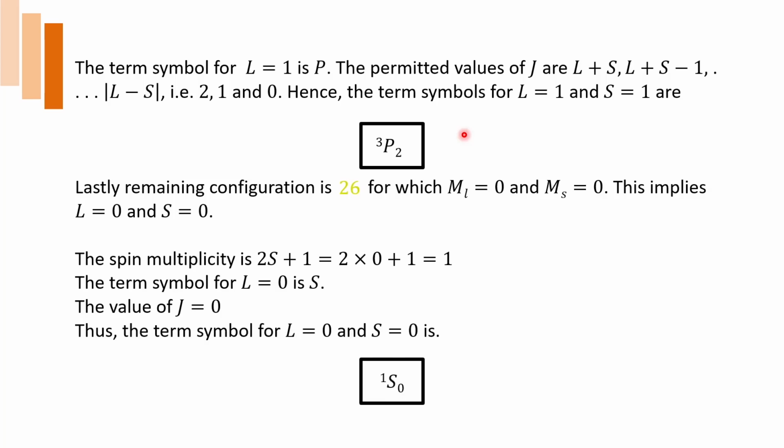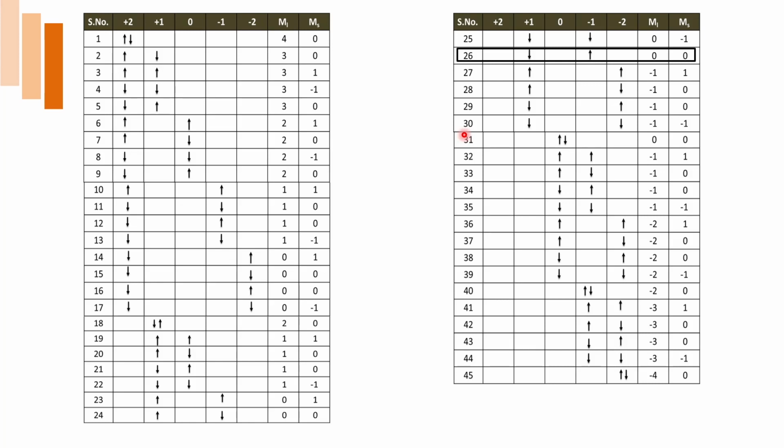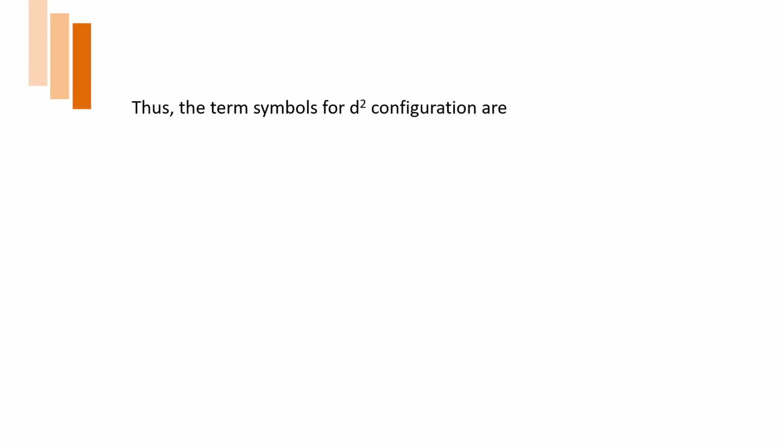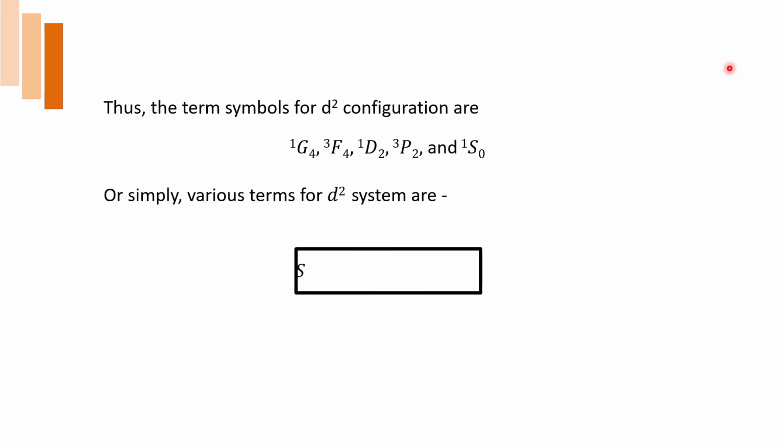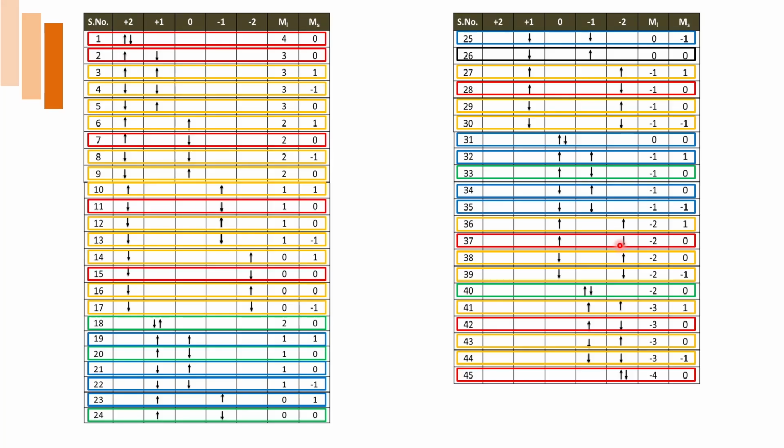So fine guys, now we have been able to discover all the terms for a d2 electronic system, and this is for the 26th case when we have 0 and 0. Right, so it was left only. All the situations have now been encountered, and therefore these are the states, or simply I can write that there are 1D, 3F, okay, 3 has to be there on the superscript, 1D, 3P and 1S and so on. That is what we did here. All of the situations have been covered and discussed in the video.